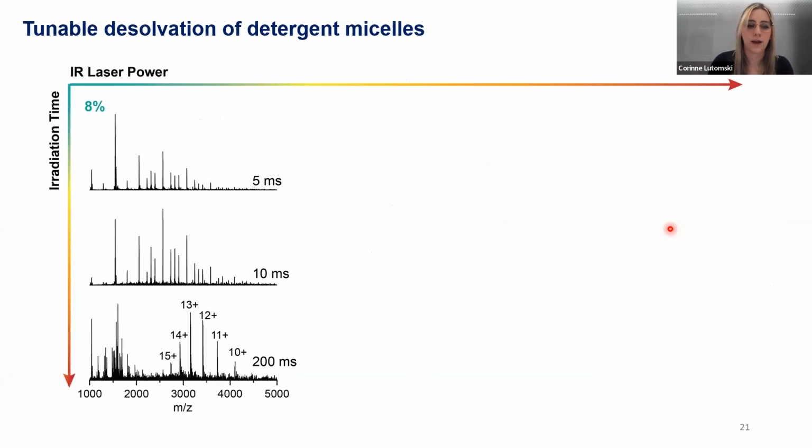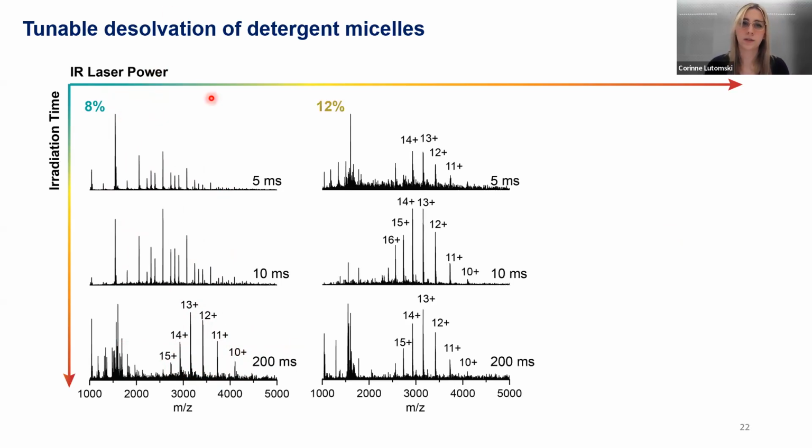We now have a GPCR that's encased in DDM detergent. We can vary the laser power versus the irradiation time. This is an example of a relatively low laser power, 8%. At only 5 milliseconds of exposure, we generate this very clean but evenly spaced mass spectrum that's characteristic of detergent clusters. Even at 10 milliseconds, we still have quite a few detergent clusters inundating the signal. But if we irradiate for 200 milliseconds, we can liberate quite nicely this charge state distribution for our GPCR. We can then up the laser power just a little bit more, to 12%.